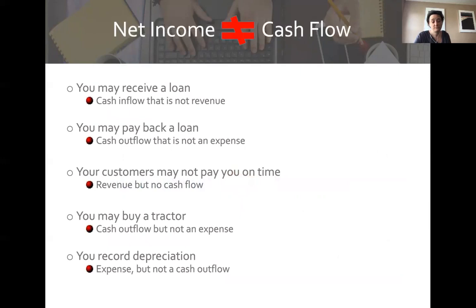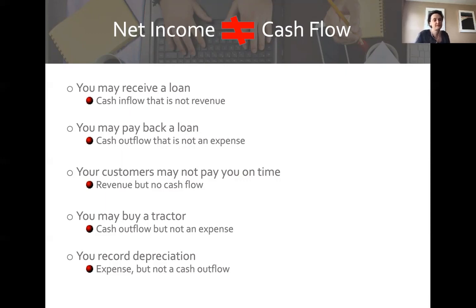Number one, you might get a loan. If you get a loan, that's a cash inflow into your business, but that is not revenue, and it should not show up on your income statement. It will show up on your balance sheet as a liability. As you pay back the loan, you're going to have a cash flow out of your business.